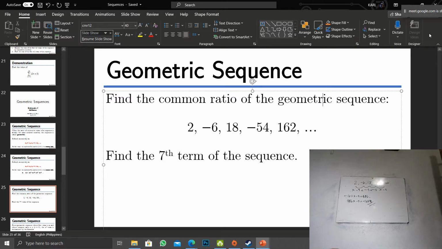O sige. Illustrate ko lang yung ginawa ko kanina. 2, negative 6, 18, negative 54, positive 162 pala to. Sorry. So, negative, negative, positive. Positive pala dapat, no? Okay.